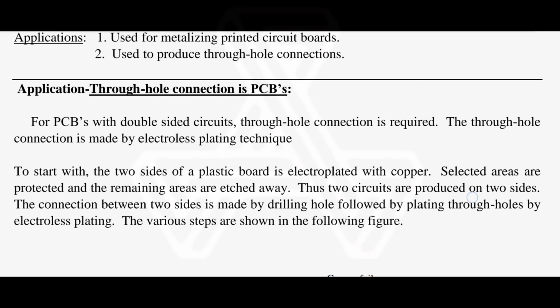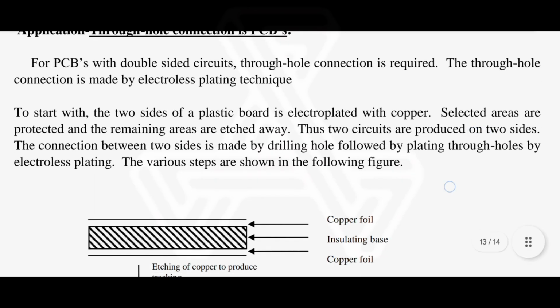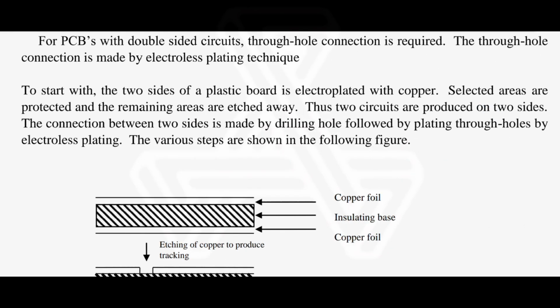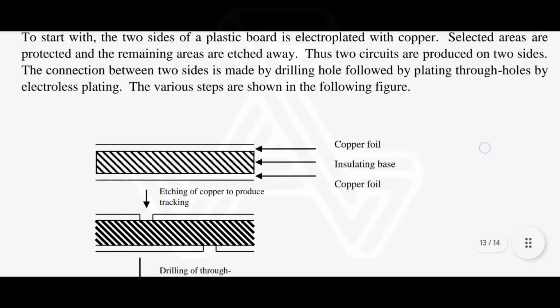For PCBs with double-sided circuits, through-hole connection is required. The through-hole connection is made by the electroless plating technique. To start with, the two sides of the plastic board are electroplated with copper. Selected areas are protected and the remaining areas are etched away. Thus, two circuits are produced on two sides. The connection between the two sides is made by drilling holes followed by plating the through holes by electroless plating. The various steps are shown in the figure.